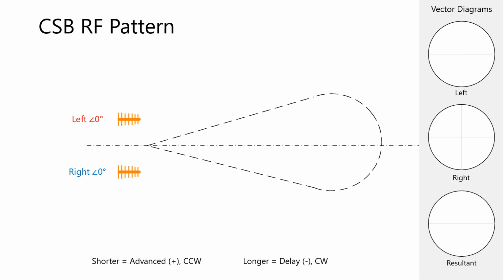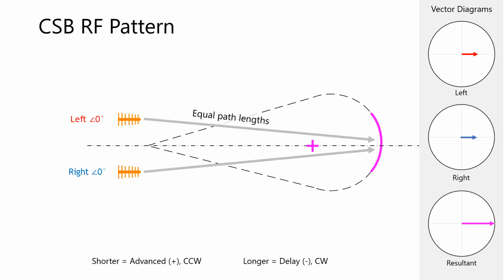The distribution unit and the antenna feed cables have already set up the CSB signals to leave each antenna in phase. Since the path lengths of the signals from each antenna are the same, they're in phase and add together to create a greater signal strength amplitude on centerline. This is also known as constructive interference.